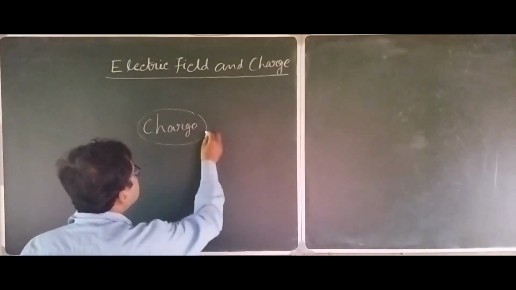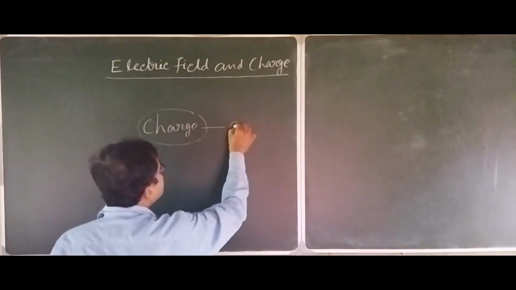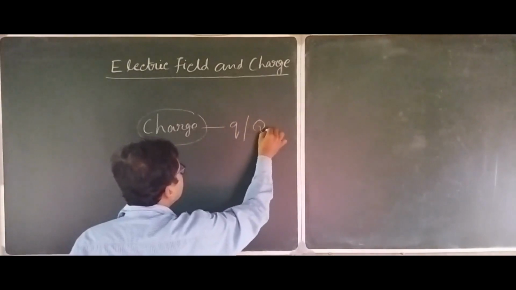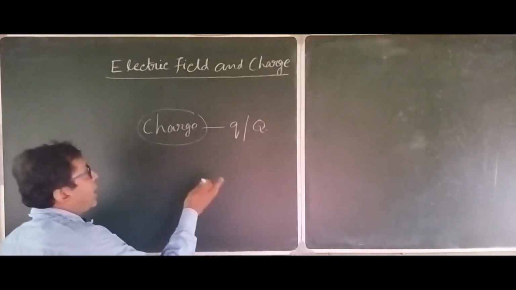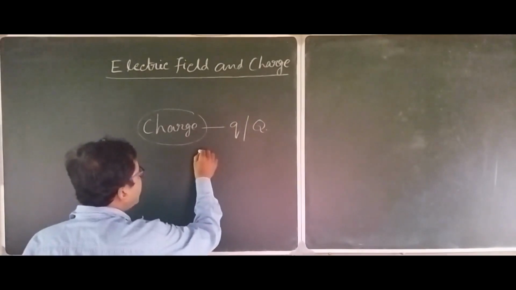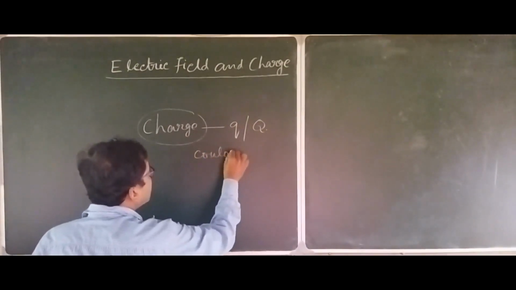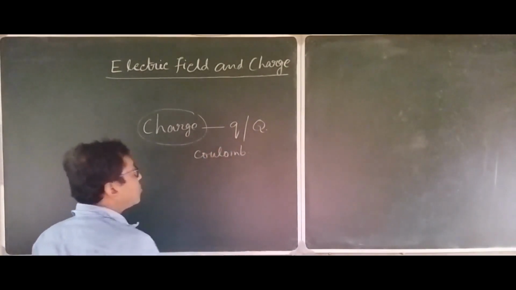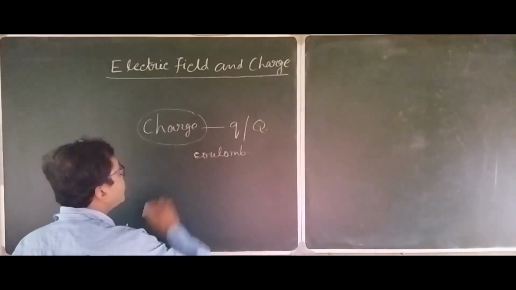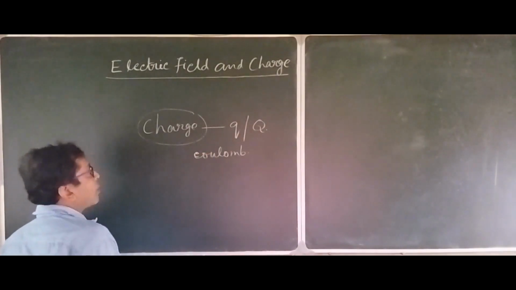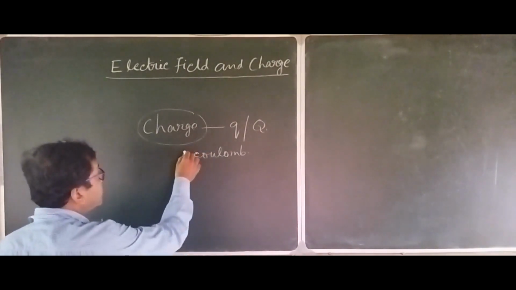Usually, the charge is denoted by small or capital Q, and its unit is Coulomb. What is 1 Coulomb?